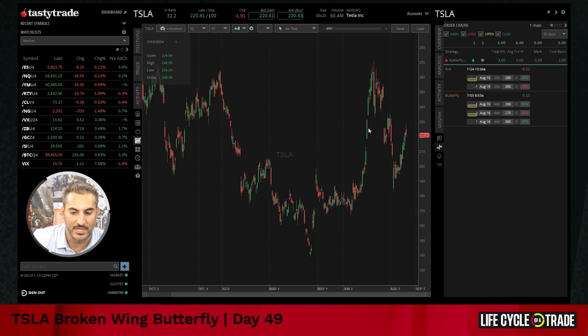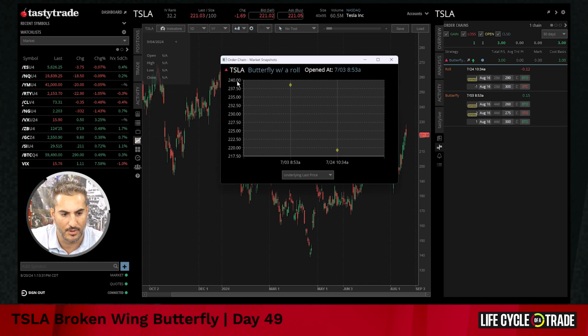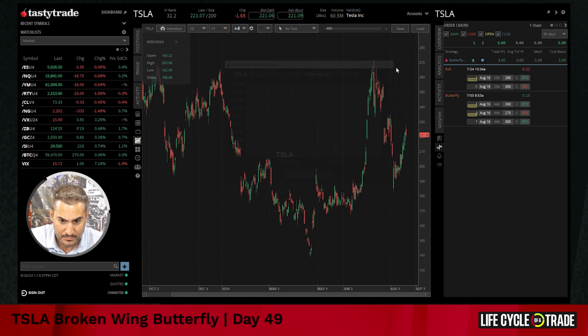This Tesla free butterfly that we legged into, if you remember, we did this on July 3rd, which was right around here when the stock was trading at 230, 240-ish. Let's see exactly where it was. 238, 39-ish here when we put this trade on. Now, again, with the butterfly you have risk to the upside in this situation with a call butterfly.